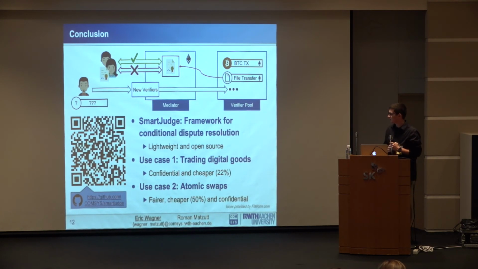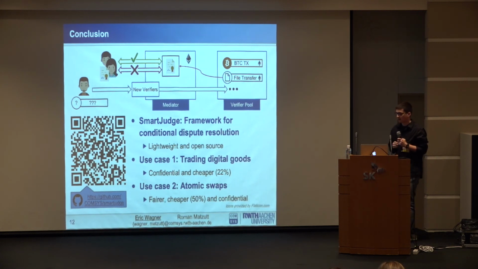The first is the trading of digital goods, where we can improve upon a protocol that already uses conditional dispute resolution by remaining confidential and reducing costs by 22%. And then for atomic swaps, we are fairer, we remain confidential, and we are cheaper by, at least at the moment, approximately 50%. So that's it for me, and I'm happy to take questions.